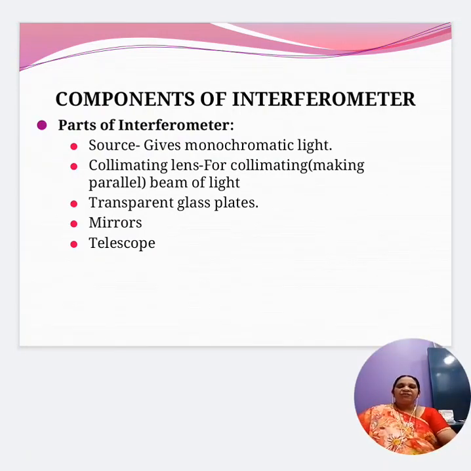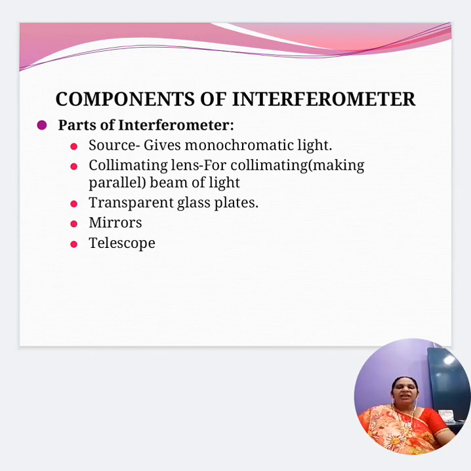Components of an interferometer. What are the components or parts of the interferometer? The interferometer consists of a source which gives monochromatic light. Then you have the collimating lens, for rendering the monochromatic light parallel. You want a parallel beam of light, so you use a collimating lens.